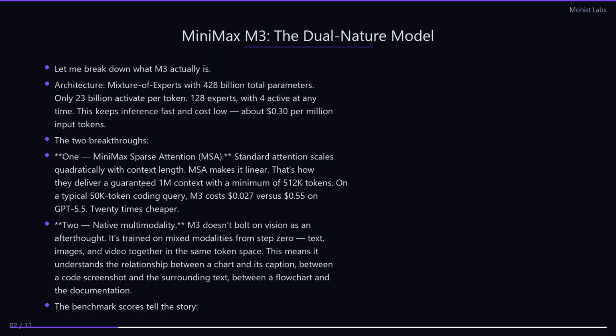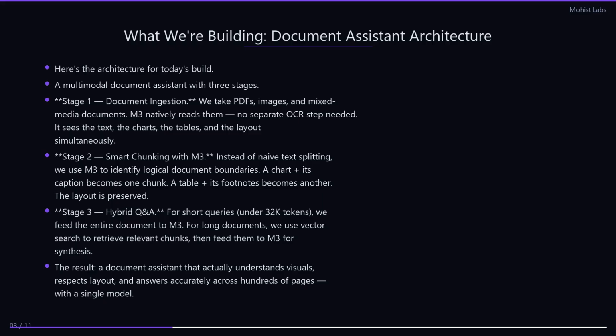M3 doesn't bolt on vision as an afterthought. It's trained on mixed modalities from step 0, text, images, and video together in the same token space. This means it understands the relationship between a chart and its caption, between a code screenshot and the surrounding text, between a flowchart and the documentation.